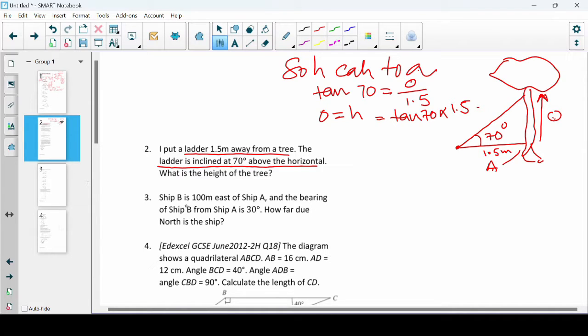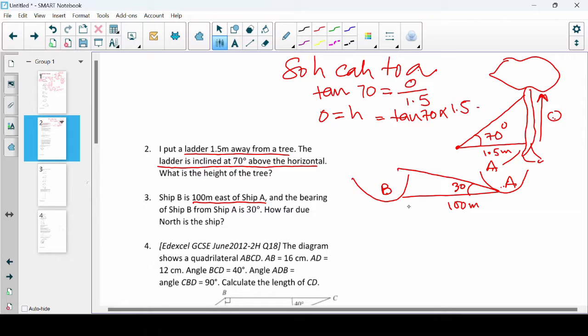So similarly, a ship B is 100 meters east of ship A. So there are two ships. This is one ship and this is another ship. So ship B is 100 meters east. This is ship B and this is ship A, and ship B is 100 meters away from ship A, and the bearing of ship B from ship A. From ship A, you are taking a bearing of ship B. This bearing is 30.